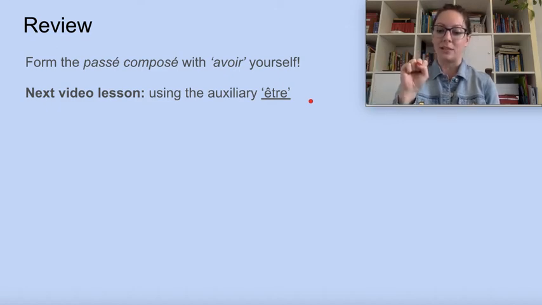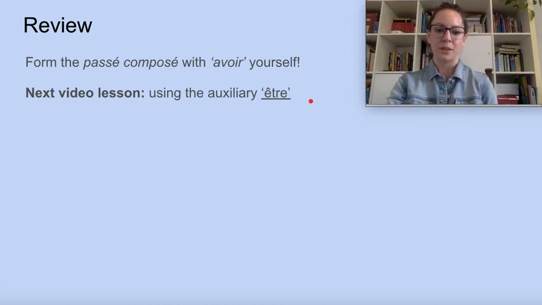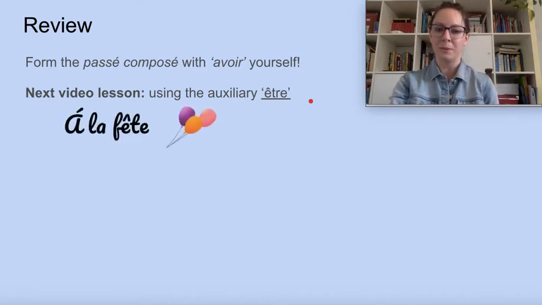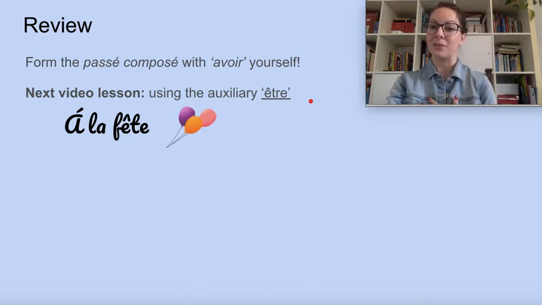And there's going to be a list of past participles that want to be with être and cannot be with avoir. So I want to look at that in the next video. Let's have a go at forming the passé composé with avoir together, or by yourself in this sense. I'm going to put up a few questions here, and you're going to translate them into French, into the passé composé. Let's picture that we're at a party, à la fête, and that we went to a party yesterday perhaps, and now we want to talk about it in the past.